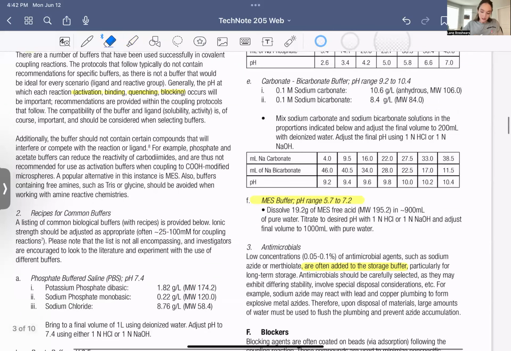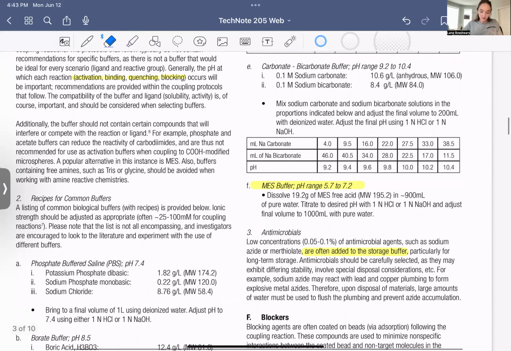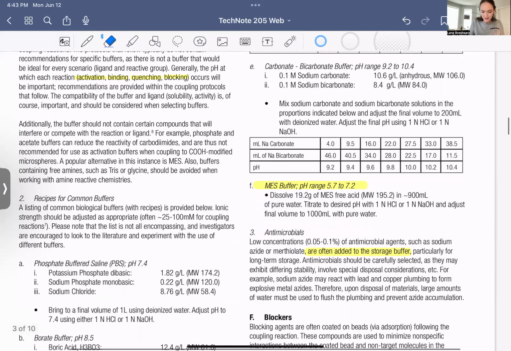Additionally, the buffer should not contain certain compounds that will interfere or compete with a reaction or ligand. Again, this is talked about in more detail in the protocols, but for example, phosphate and acetate buffers can reduce the reactivity of carbodiimides and are thus not recommended for use as activation buffers when coupling to carboxyl modified microspheres. In this case, just use MES, which is what I use. Always just use MES. MES is the way to go. Okay, anyways.